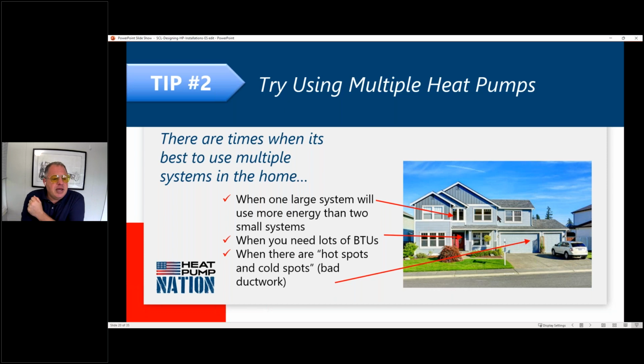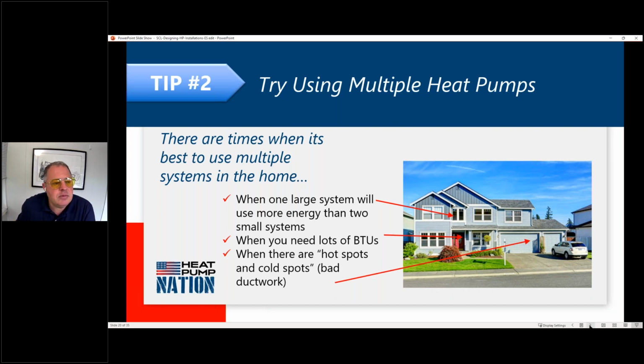The best example I can give you is two-story homes in America. Anywhere you go, in the summertime, it's hard to get enough cooling to the upstairs unless that upstairs has its own heat pump dedicated to heating and cooling it.